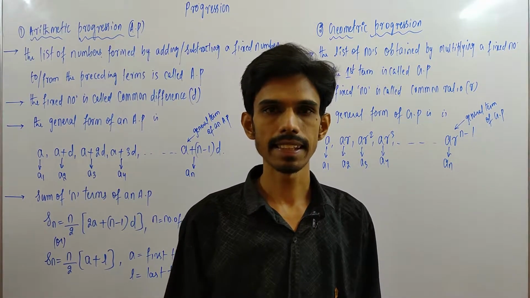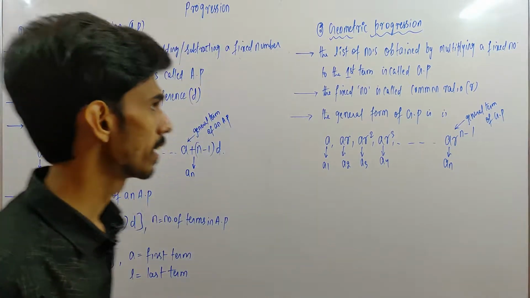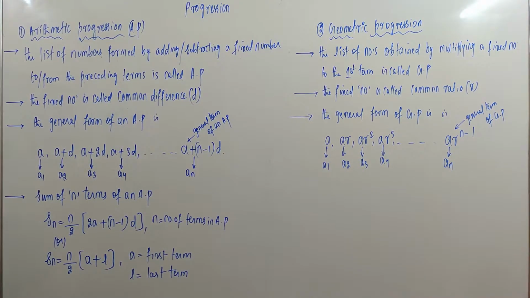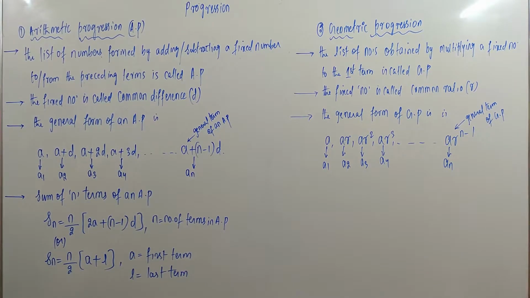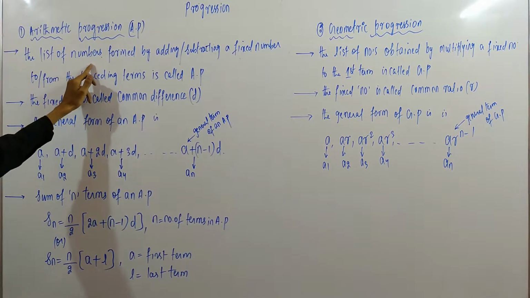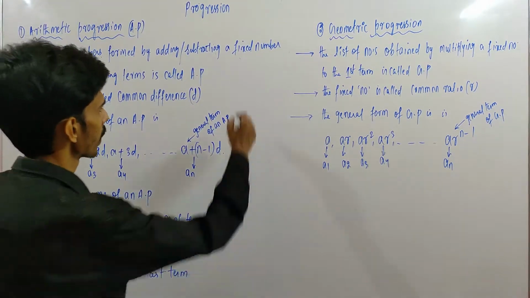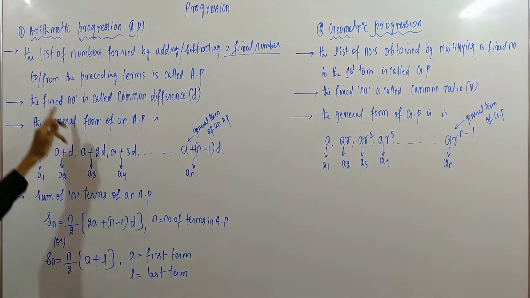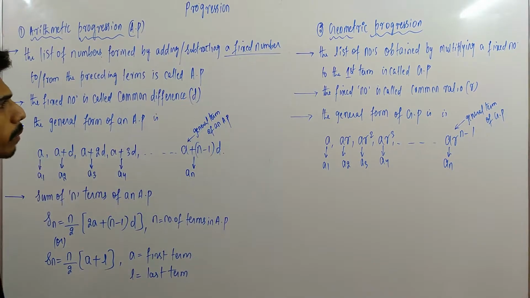Hello everyone, in this class I am going to discuss the topic progression. Let us see here. We have two types of progression. The first one is arithmetic progression, denoted by AP. The definition of arithmetic progression: the list of numbers formed by adding or subtracting a fixed number to or from the preceding term is called arithmetic progression.